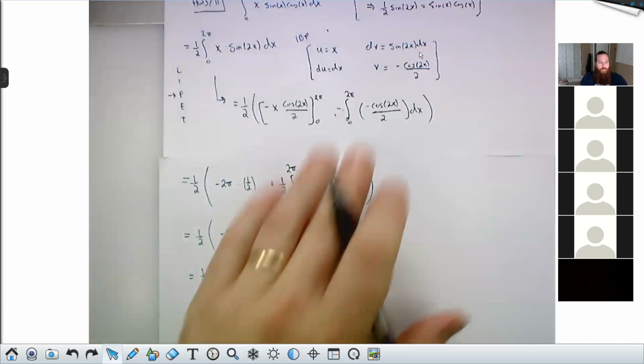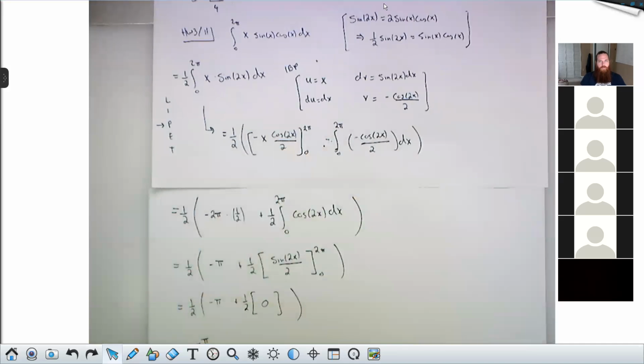Or, and I really think this is true, you could use this identity again, right? If dv is sine x times cos x, then you can rewrite your sine x times cos x as 1/2 sine 2x. And that will make your dv to v step easier also.